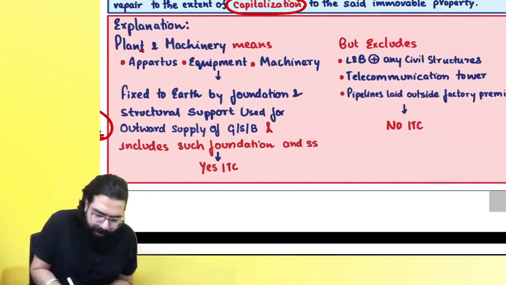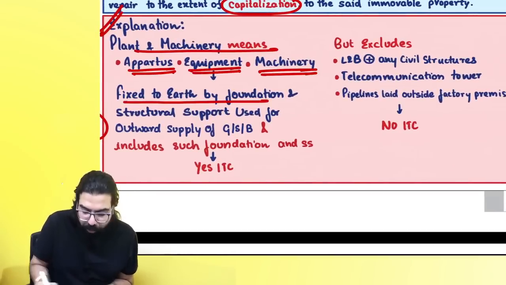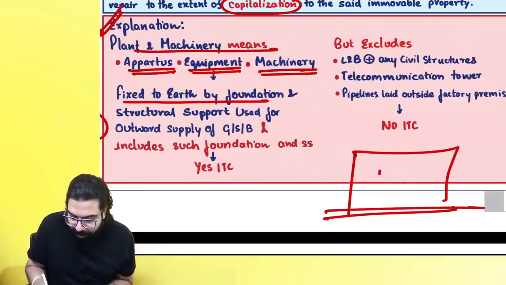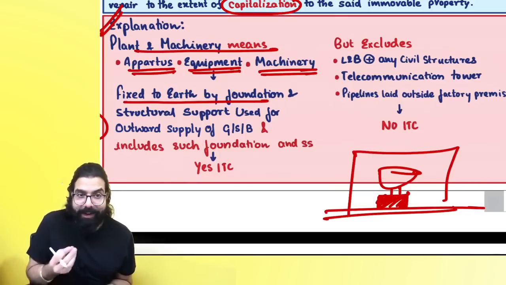Sir, plant and machinery means what? It means apparatus, equipment, machinery which are fixed to the earth. For example, this is my building. In my building, I have got one boiler fitted. What is a boiler, everyone? In which we boil human beings? No, a boiler is where you boil iron, steel, etc. Okay.